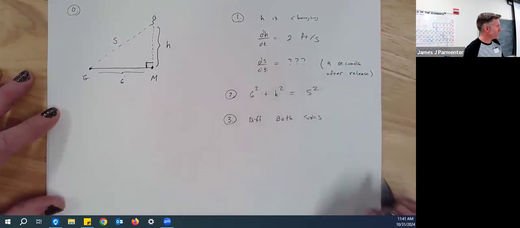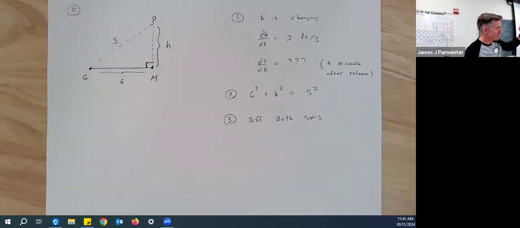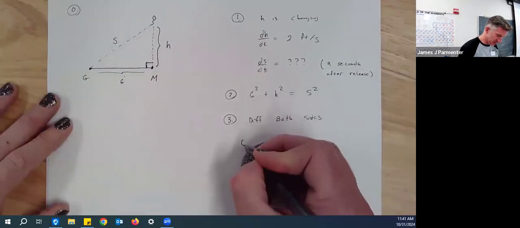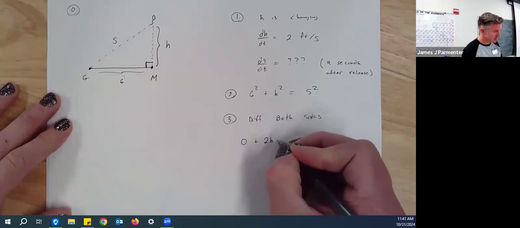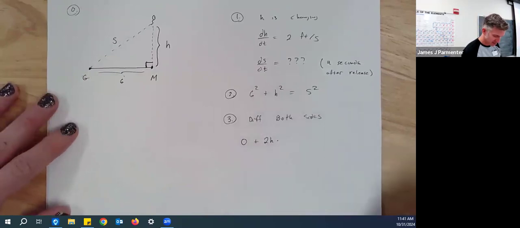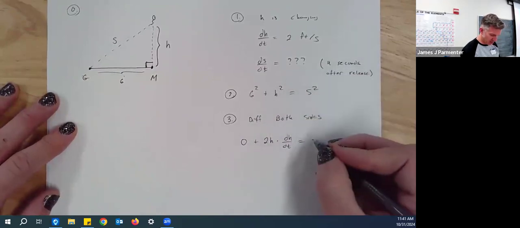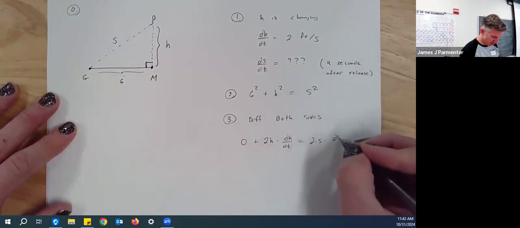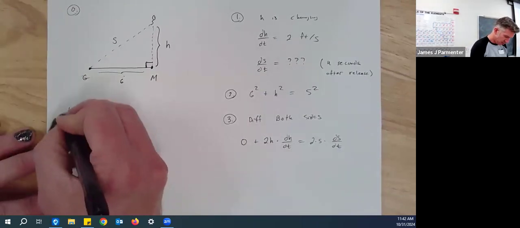Okay, what's the derivative of 6 squared? 0. Right, 6 squared is a constant. Don't get tricked. So the derivative of 6 squared is 0. The derivative of h squared is going to be 2h times the derivative of h. Similarly, the derivative of s squared is going to be 2s times the derivative of s. You could cancel the 2's on both sides. That's not really important. And then finally, plug in what you know.